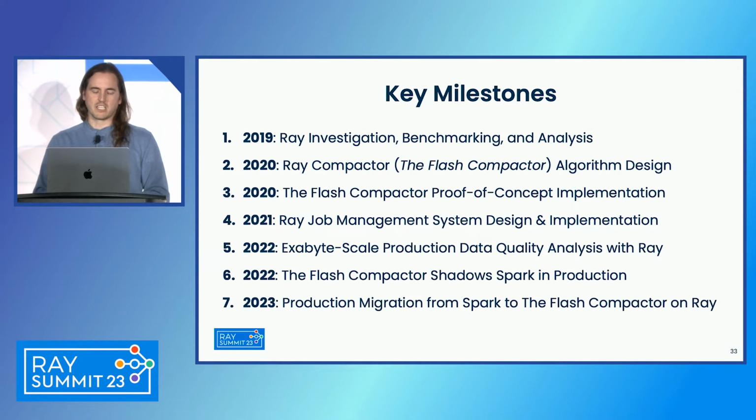And then in 2022, we did Exabyte-scale production data quality analysis with Ray, which we talked about earlier, to vet that everything was working correctly, job management works correctly, and Ray can process exabytes of data. It all looks good, even in prod. And then we started shadowing Spark with a compactor. Okay, keep Spark on, start running Ray side by side, see how they actually do when they're both off to the races at the same starting point, and compare their results to each other using the data quality framework. And then we did the production migration from Spark to the Flash compactor on Ray here in 2023.